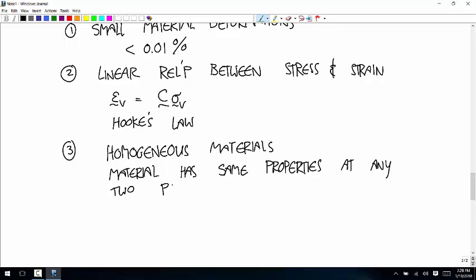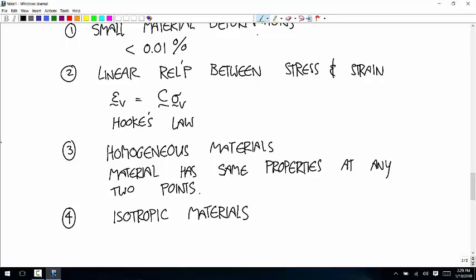Homogeneous means properties are the same at any 2 points. And then the last one is similar but not the same, so make sure you understand what this distinction is. Isotropic materials. So homogeneous means you go from one point to another and you have the same material there. Isotropic means at a single point, no matter what direction you look in, the material acts the same.